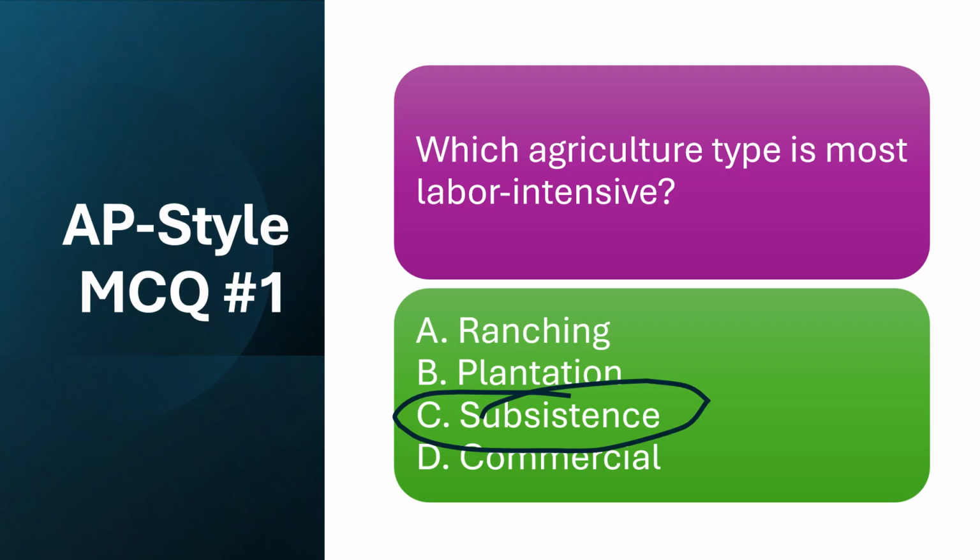If you chose C, subsistence, that is correct. That is the most labor intensive of all the farming. You're not having machines to help you with the work.